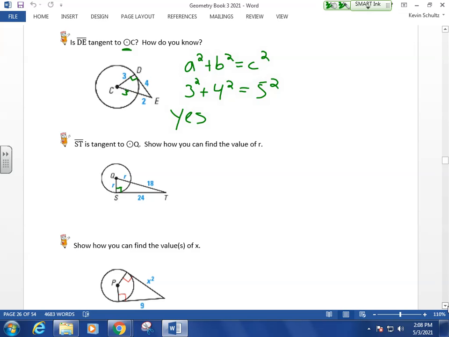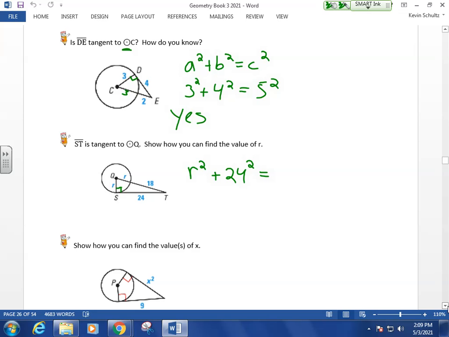Inverse tangent, sine, cosine. That gives us angles. We don't want angles. The value of R is the value of the radius. So Pythagorean theorem. A squared plus B squared equals our hypotenuse C squared. So A squared is our radius. B squared, our other leg, is 24. And what represents our hypotenuse?